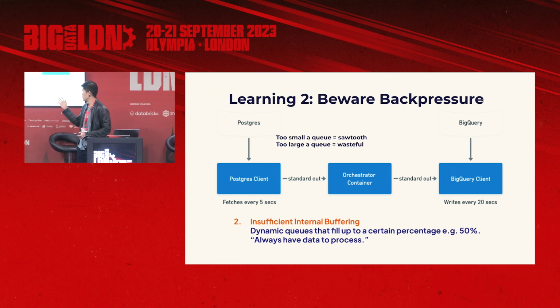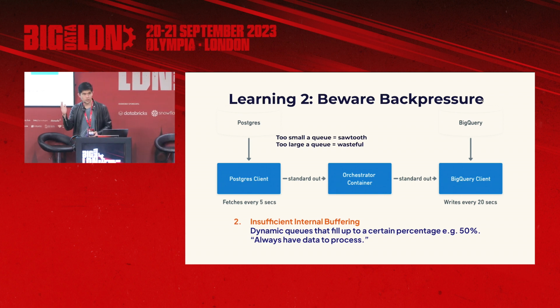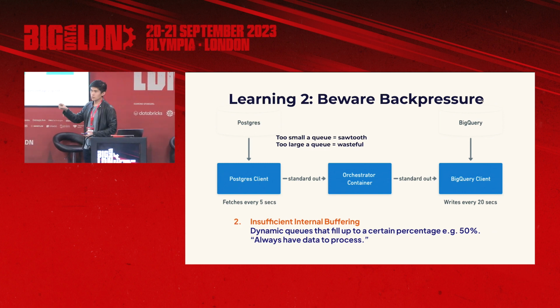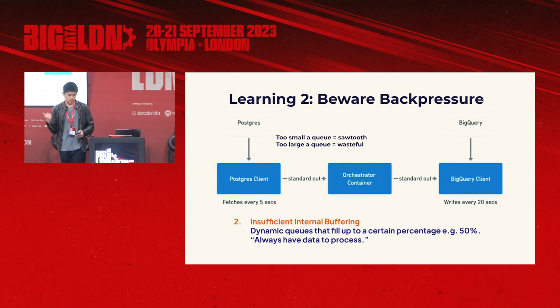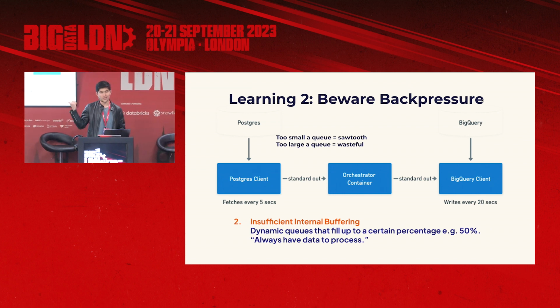So we actually implemented dynamic queues that fill up to a certain percentage. For example, here 50%. And what this queue did was, if I'm below this 50%, I start pulling data from my upstream. If my queue is more than 50%, I know I'm fine, right? General principle here is always have data to process. So what we're trying to do is, I never want to block my downstream, and I always want to give my upstream enough heads up so that when it does pull data, it doesn't stop the entire pipe. So this was something I thought was cool that we ran into and then had to figure out.